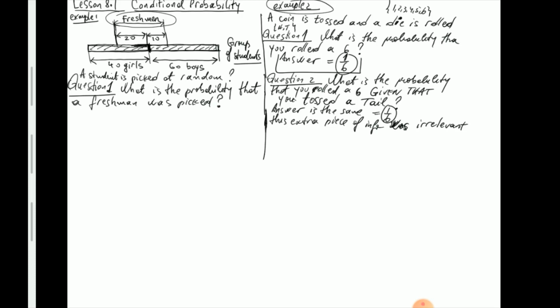All right, so in this case, we have a total of 100 students, 40 plus 60. So we have a total of 100 students, of which 20 girls, 10 boys, of which 30 are freshmen. So then the answer to this question is 30 over 100, which we can simplify to 3 over 10.